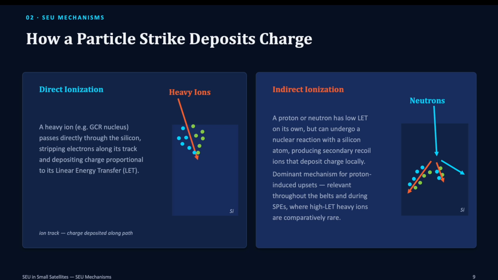There are 2 methods for charge deposition by a particle strike: direct ionization and indirect ionization. Direct ionization occurs when heavy ions pass directly through the silicon, and indirect ionization occurs when a proton or a neutron has a nuclear reaction with a silicon atom and then produces a secondary ion that deposits the charge locally.